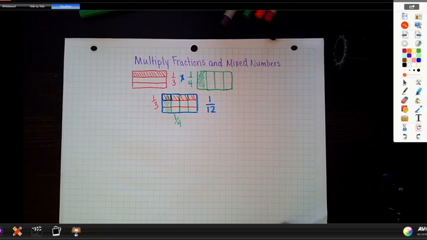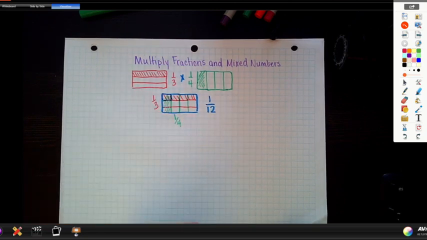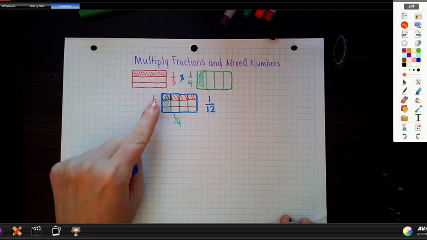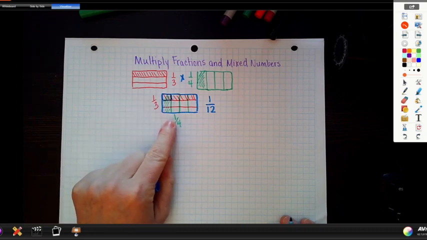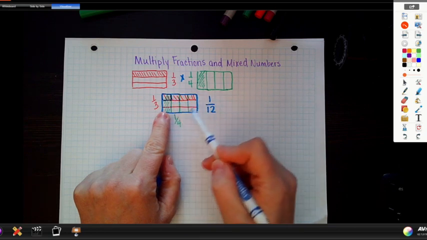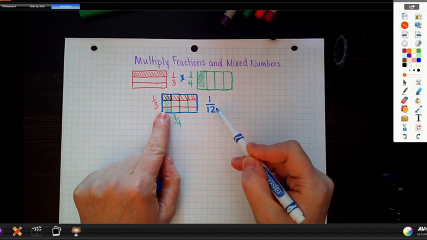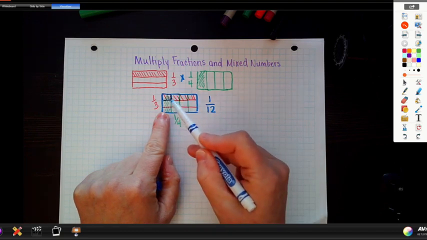So this is a good visual representation of using an array to show how to multiply fractions. I'm starting with 1/3. I multiply that by 1/4. I'm creating smaller pieces. I'm actually subdividing my cake from thirds to fourths. Now I have 12ths, and 1 is shaded in.